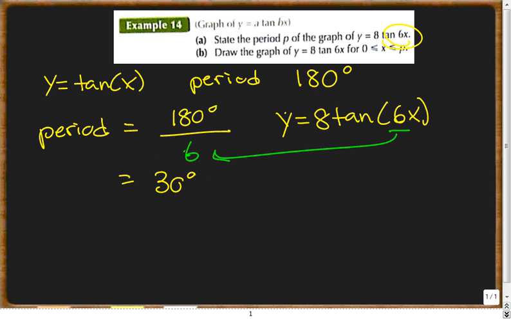So think of it in this way, right? Normally, tangent takes 180 degrees to accomplish what it would normally do. If it's doing it 6 times in 180 degrees, it would be doing it every 30. So that's how that works. Now it says, draw the graph of y equals 8 tangent of 6x through one of the periods of our function. So I'm going to switch to this page.